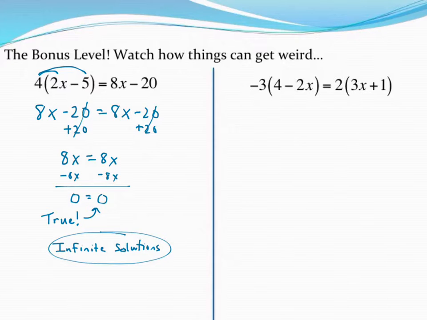Compare that to the second example, and see what happens. So once again, let's start with distributing on both sides to remove those parentheses. So I'm left with negative 12 and then plus 6x. Be careful, remember, distribute that negative sign with the 3. So negative 3 times negative 2 is positive 6. And then equal to 6x and then plus 2.